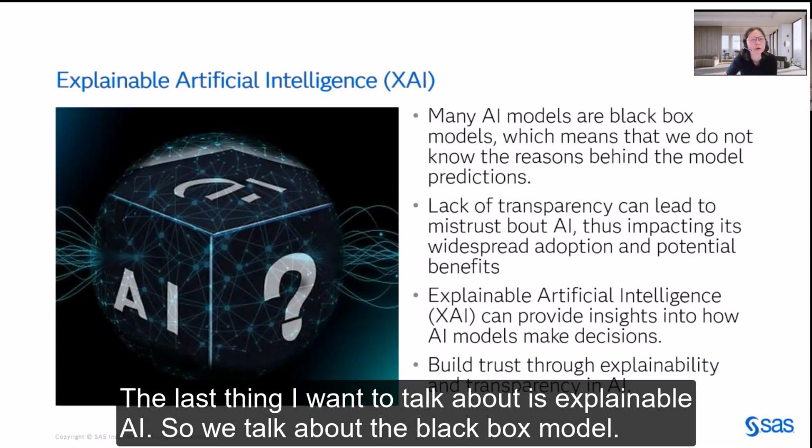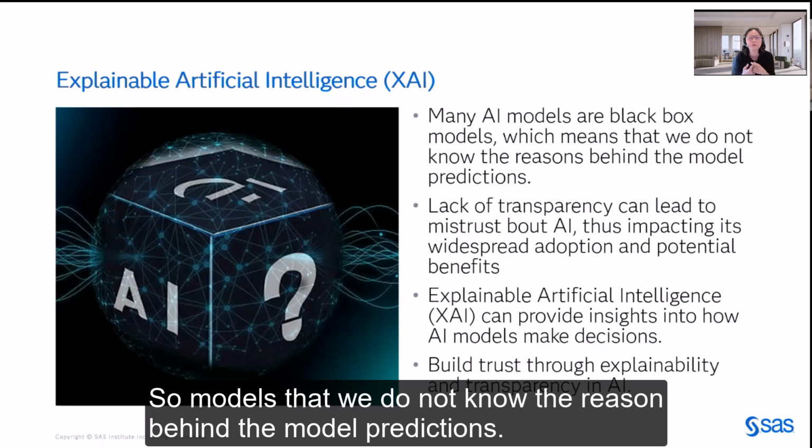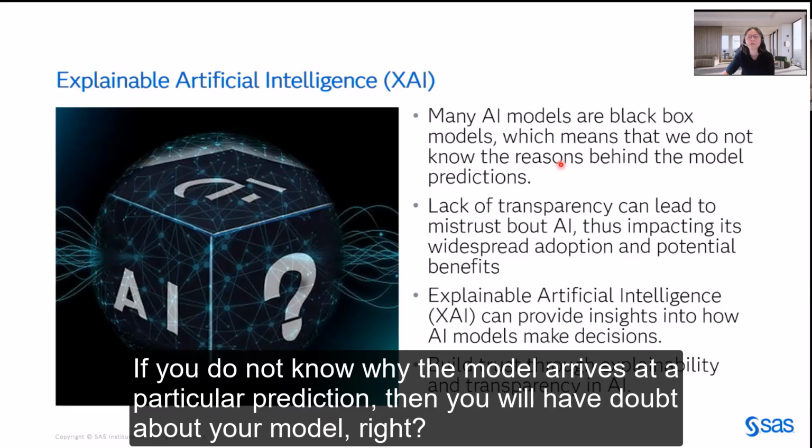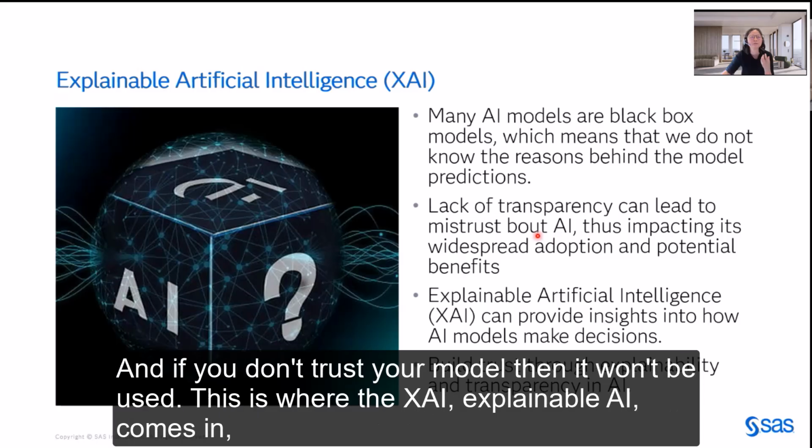The last thing I want to talk about is explainable AI. We talk about black box models, models where we do not know the reason behind the predictions. If you do not know why the model arrives at a particular prediction, then you will have doubt about your model, right? And if you don't trust your model, then it won't be used. This is where XAI, explainable AI, comes in.